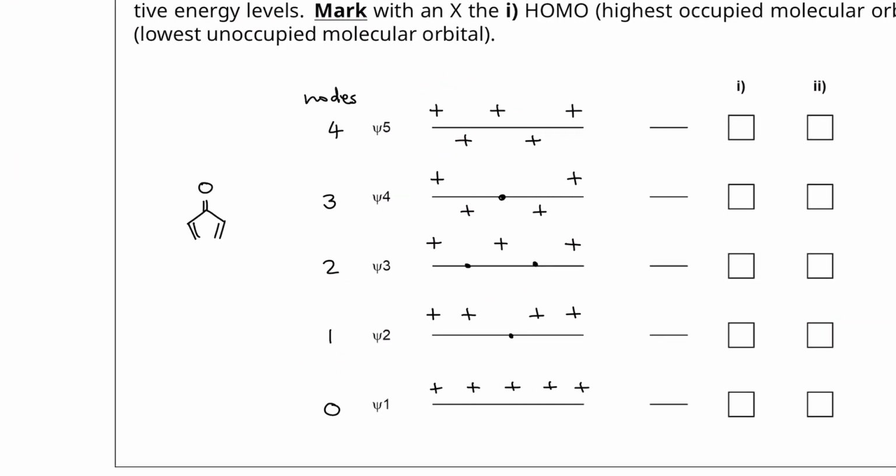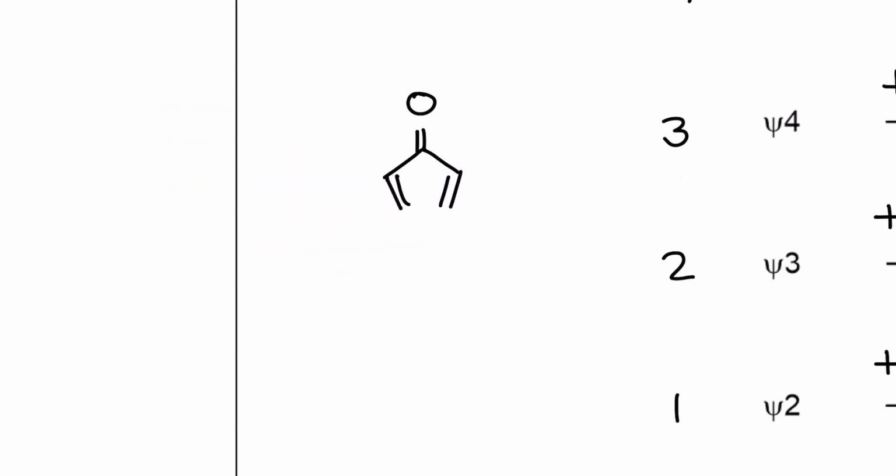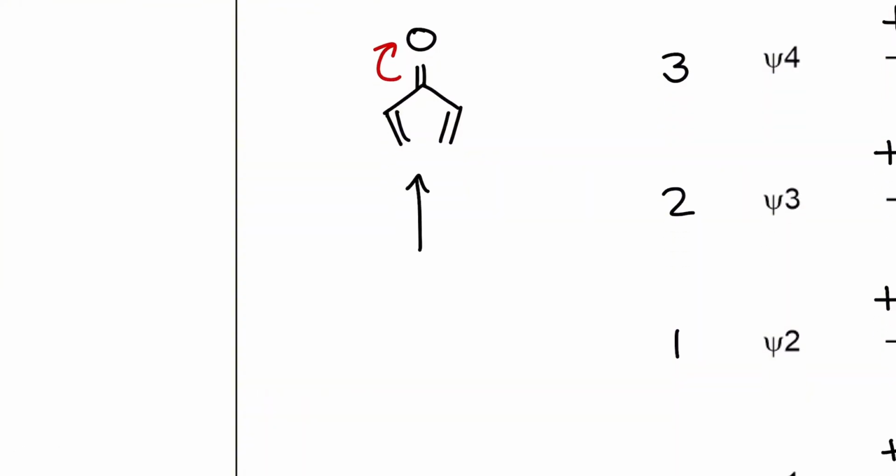Now it's time to fill in the electrons. There is one question that you need to consider: is the C=O double bond part of the pi system? Is the electron in the double bond part of the pi system? You can answer this by drawing the resonance structure. The resonance structure will be something like this, and this carbon will have a positive charge.